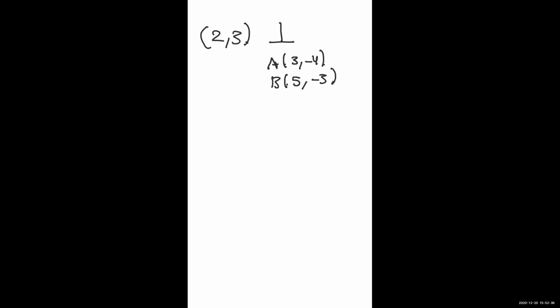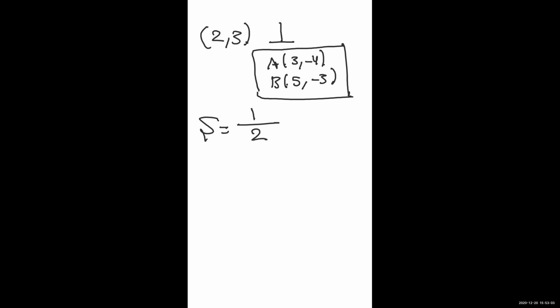First, I will get the slope for this straight line, right? Because two points are given. So the slope will equal y2 minus y1, negative 3 minus negative 4, so it will equal negative 3 plus 4, which is 1, over 5 minus 3, so 2. So the slope will equal 1 over 2.